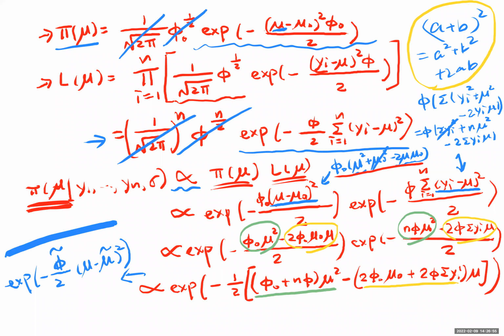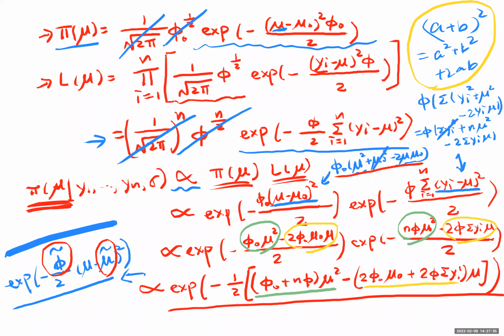What I mean by this is we know eventually it's going to be a normal density. So in the exponent, we'll have phi tilde, the final normal precision, divided by two, times mu minus mu tilde, which is something you try to solve, the whole thing squared. The question now becomes how to get this phi tilde and this mu tilde. If we all agree at this step, then the final step is trying to match how we can get that phi tilde and that mu tilde.